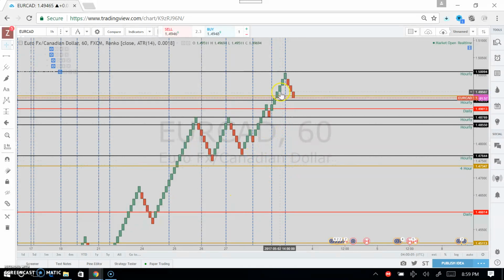And this is pretty much nothing but price movement. Each one of these is 10 pips. This is 10 pips, this is 10 pips, this is 10 pips, this is 10 pips, and this is 10 pips. Each one of these is 10 pips within the market.